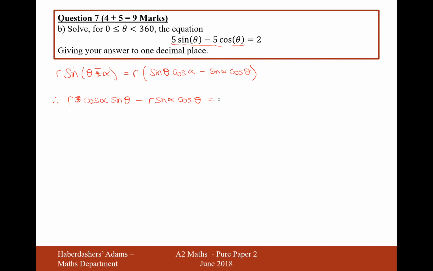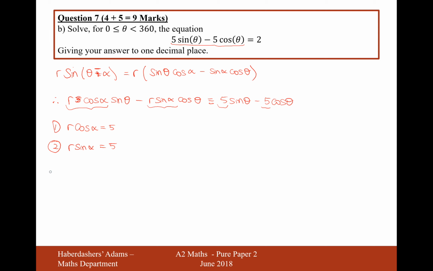I'm going to set this equal to the left-hand side, 5 sine theta minus 5 cos theta. So, if this left-hand side is identical to this right-hand side, then it must be the case that what's in front of sine theta must be equivalent. So equation 1, r cos alpha must equal 5. And equation number 2, same thing for the cos theta. What's in front of the cos theta on the left hand side is equal to what's in front of the cos theta on the right hand side, so therefore r sine alpha equals 5 as well.